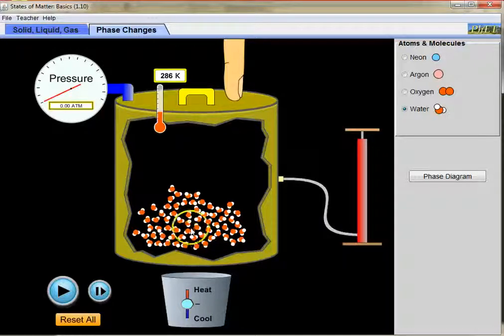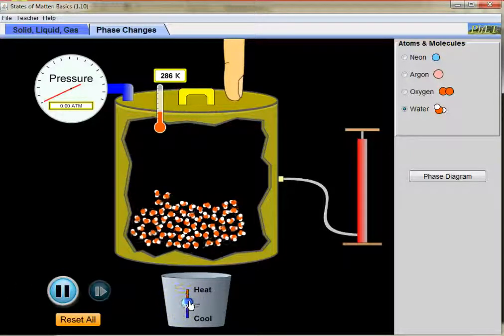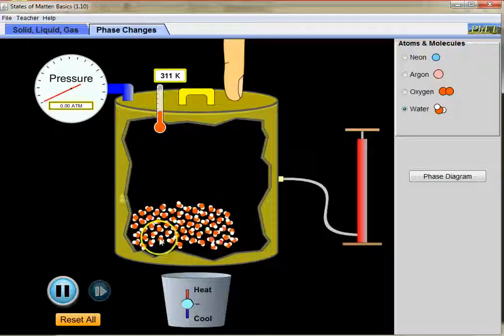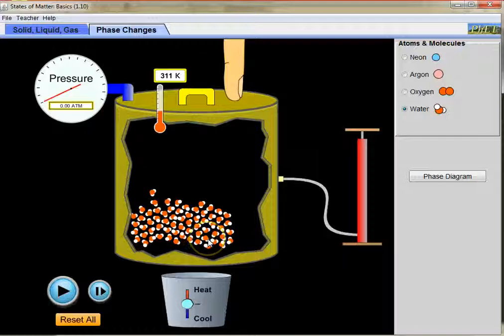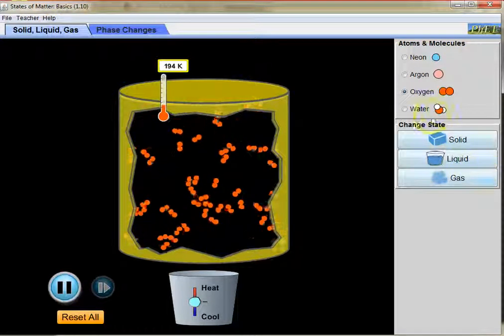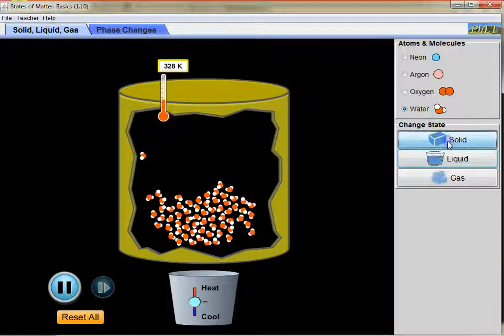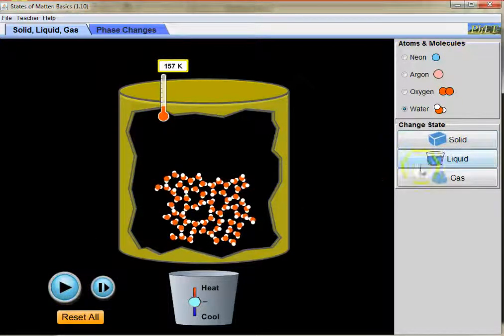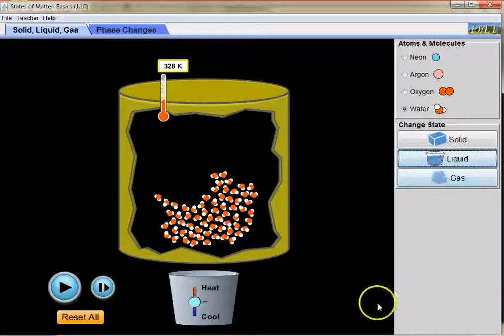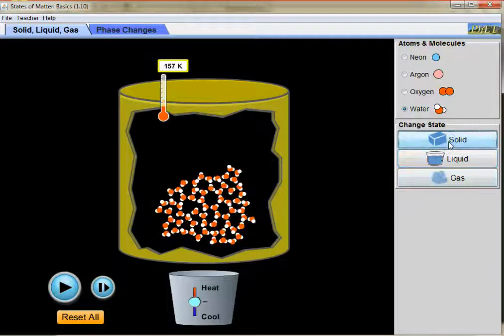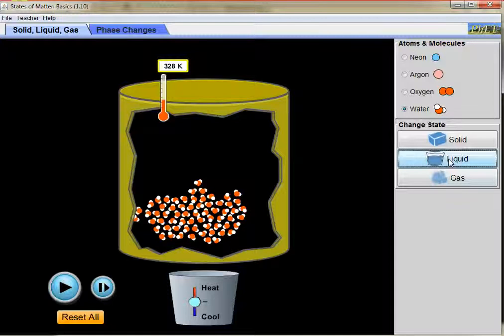Do you agree that there is less space in liquid water than in solid water? We can increase the temperature even more, and as you do that, you can see they come even closer to each other compared to the solid state. So let's go back to this liquid and this solid, and pause that. You see the volume of the solid water and the volume of liquid water. For the same number of molecules, water in liquid state occupies lesser volume.